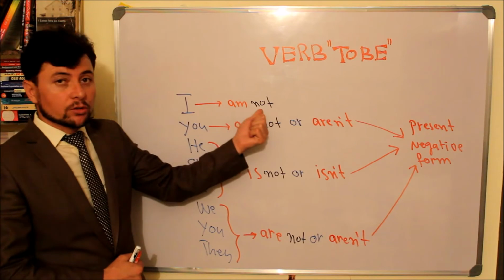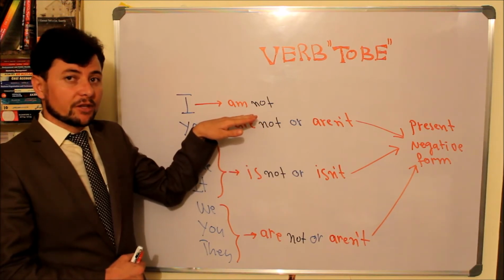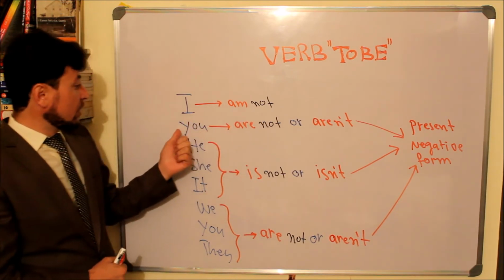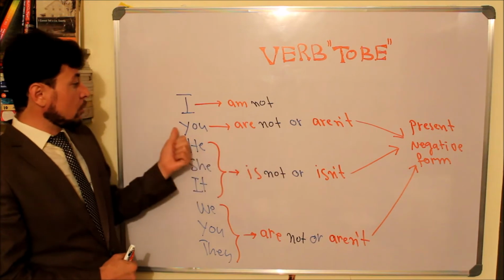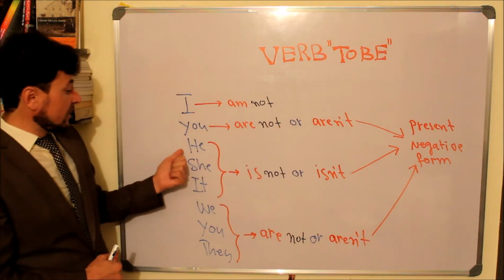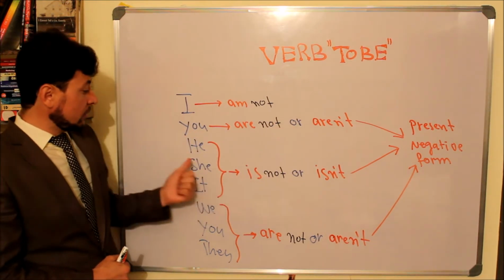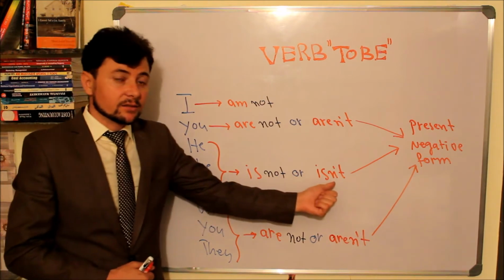I am not. There is no alternative for this in contracted form. You are not, you aren't. He, she, it is not, he, she, it isn't.